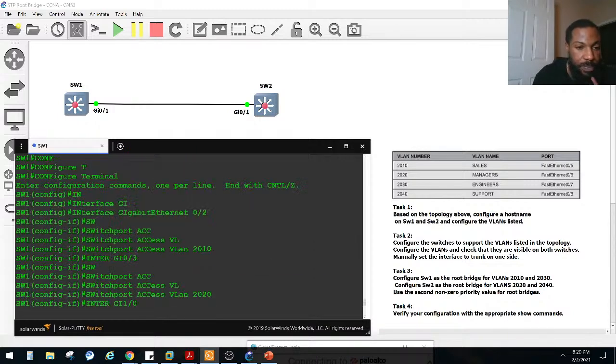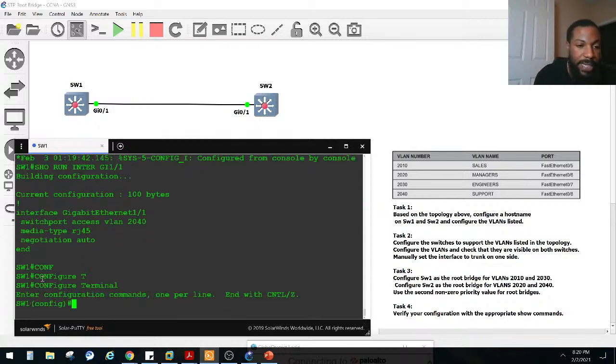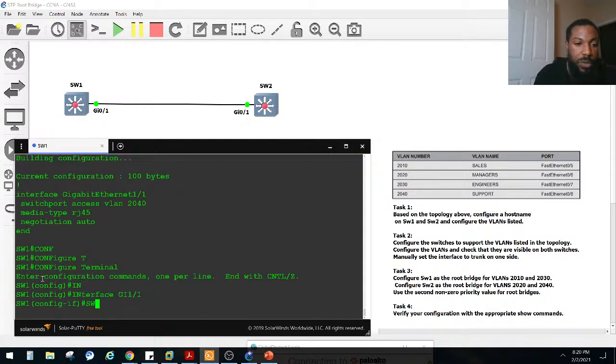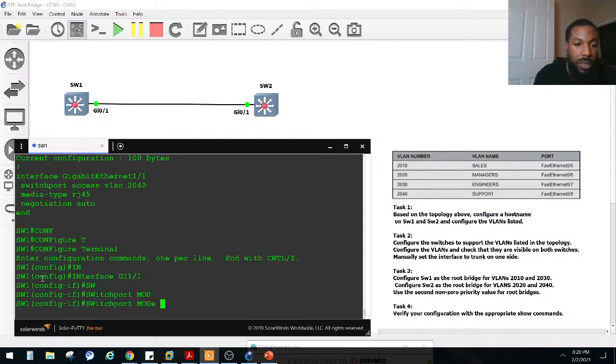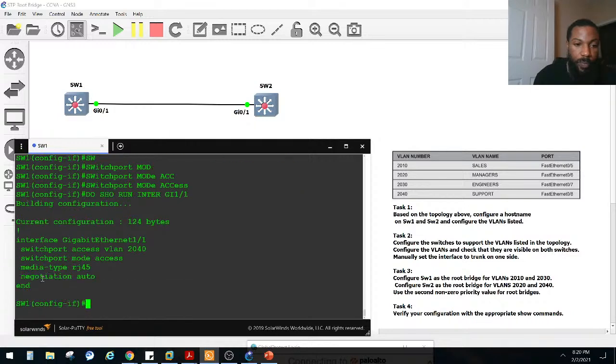But I think I needed to put those. Let's see. Do I need to hard code that as an access port? Interface gig 1 1, right? And just do switchport mode access and then do a show run interface gig 1 1. Okay, so now that one's hard coded as an access port.